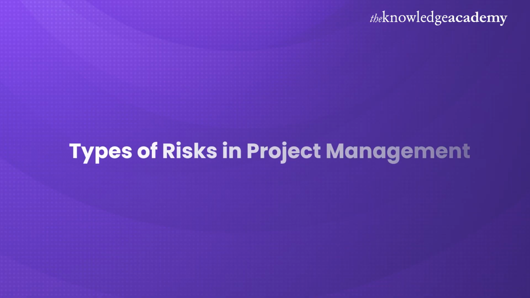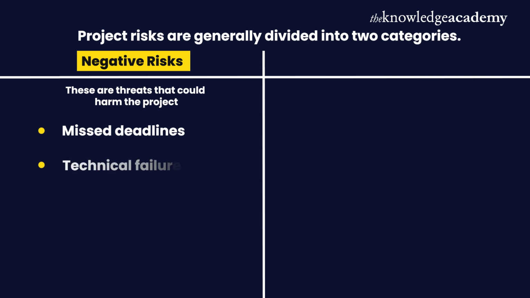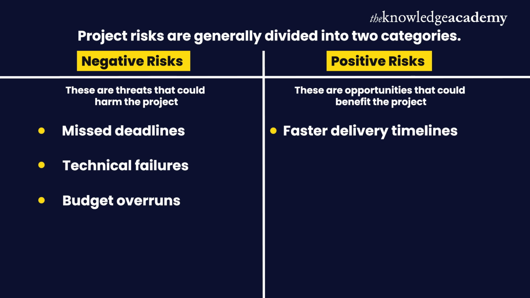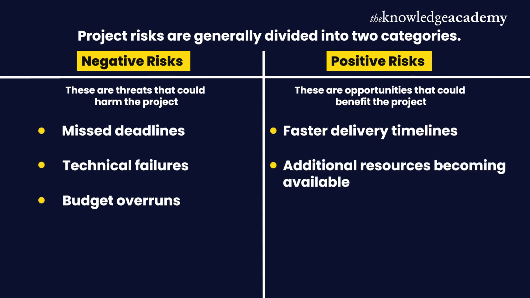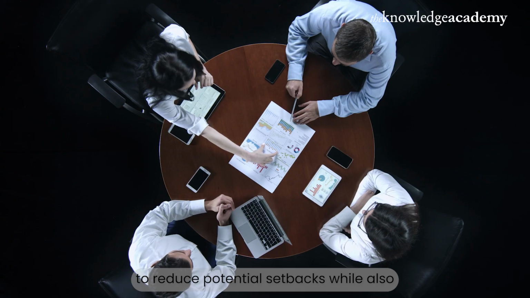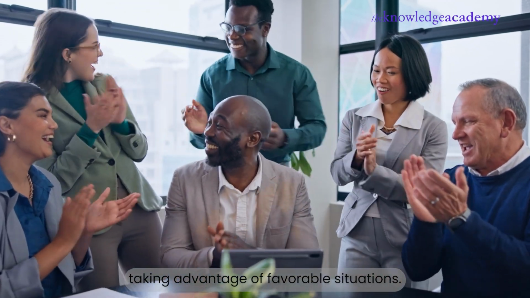Types of risks in project management. Project risks are generally divided into 2 categories. Negative risks. These are threats that could harm the project, such as missed deadlines, technical failures, or budget overruns. Positive risks. These are opportunities that could benefit the project, such as faster delivery timelines or additional resources becoming available. Recognizing both types allows project managers to reduce potential setbacks, while also taking advantage of favorable situations.